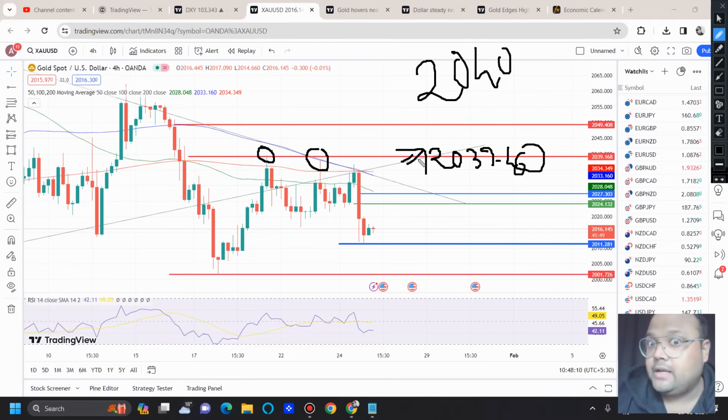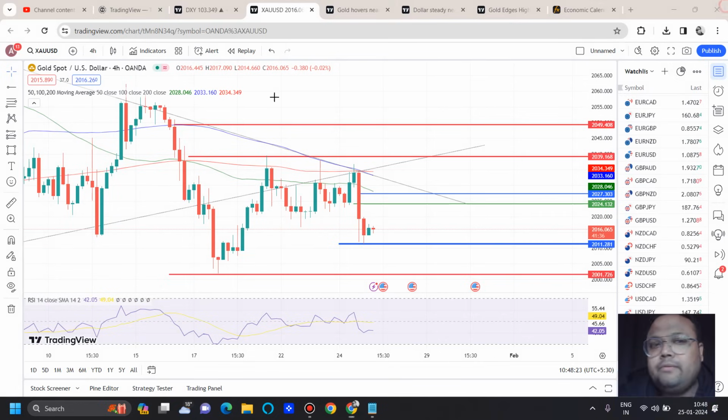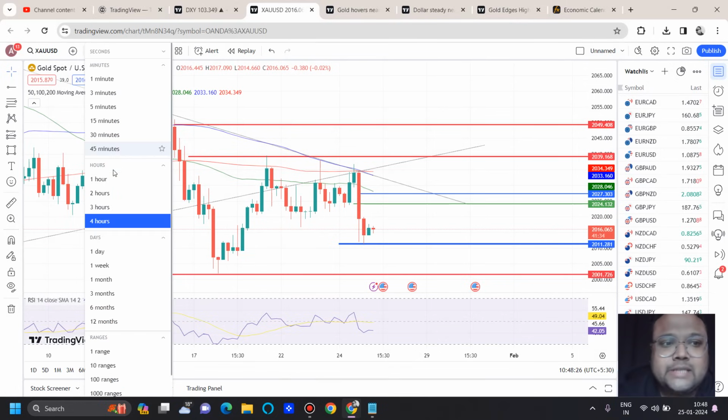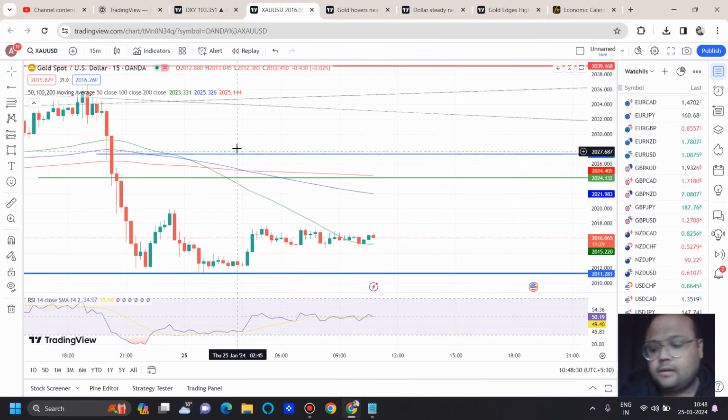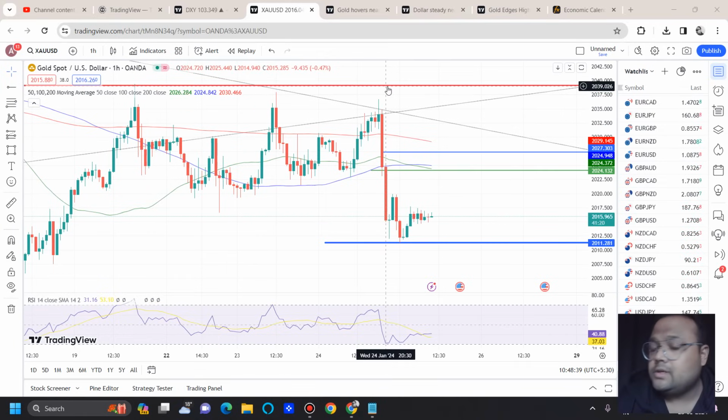So my dear friends, write it down. And if market fails, we can look for a reversal as well. So your observation at 2040 will be very, very important. Around 2040, not precisely 2040, because it doesn't work like that. So if market reverses, we can look for a sell.